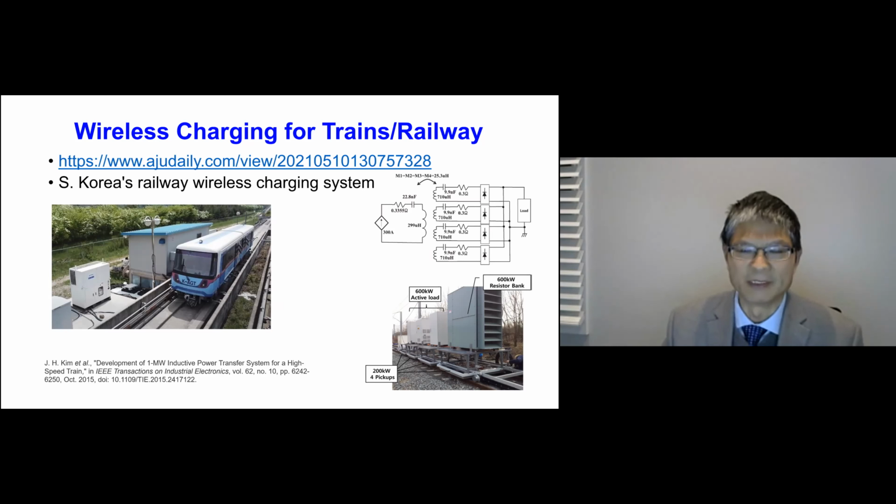However, one scenario is to transfer low power when the vehicle is parked somewhere, and you power the air conditioning, the lighting system, and the communication system inside the car with wireless power. That is still a possibility. Another scenario is if the train is running into a tunnel.